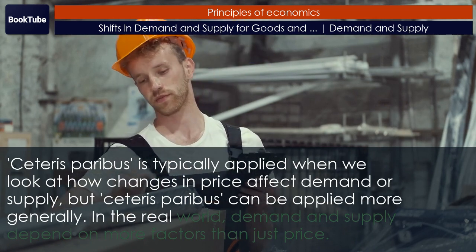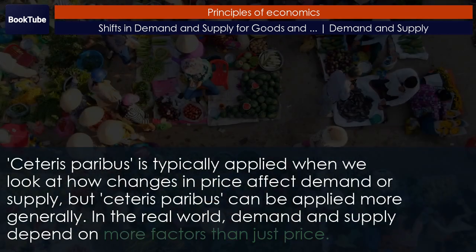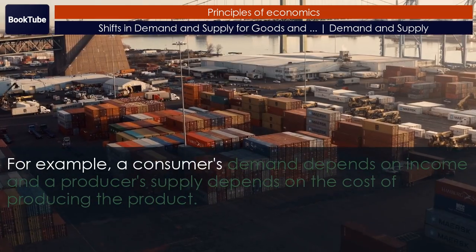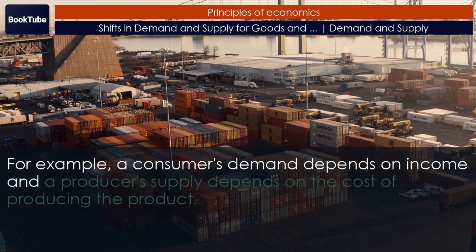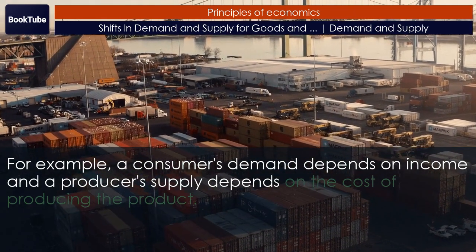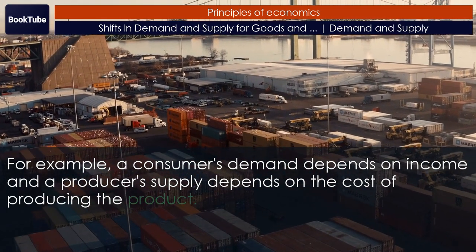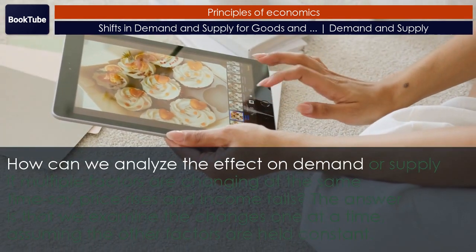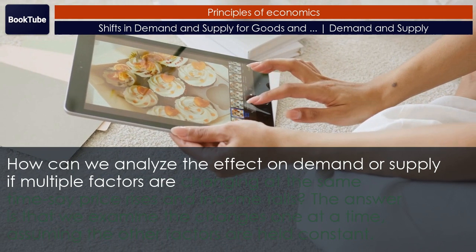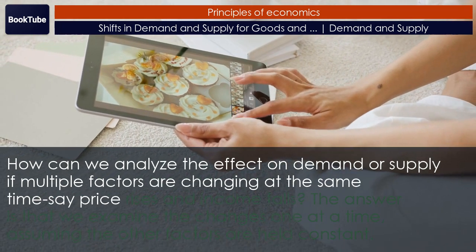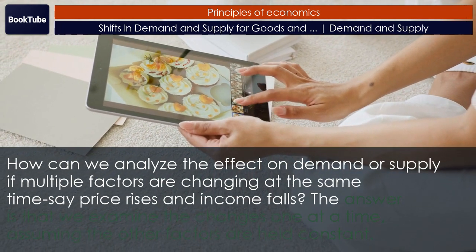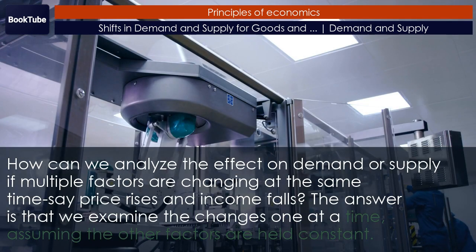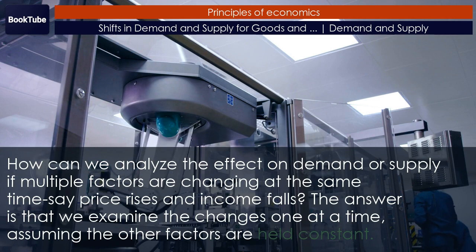In the real world, demand and supply depend on more factors than just price. For example, a consumer's demand depends on income and a producer's supply depends on the cost of producing the product. How can we analyze the effect on demand or supply if multiple factors are changing at the same time? Say price rises and income falls? The answer is that we examine the changes one at a time, assuming the other factors are held constant.